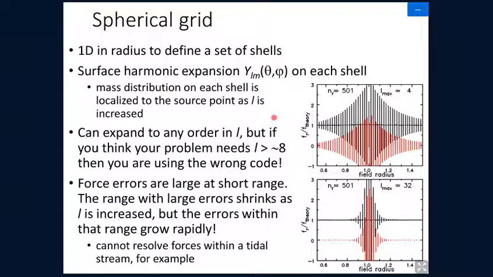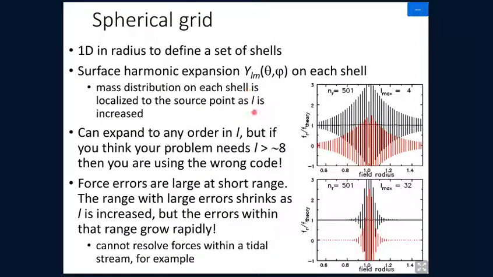You can expand up to any order that you like. The code will not stop you from expanding up to L of 100 if you wanted to. But that's not at all desirable, because really what you're trying to do with these grids is represent a smooth mass distribution, and so you want to use the low order expansion on each one of these shells to filter away the effects of the individual particles and create a much smoother mass distribution.